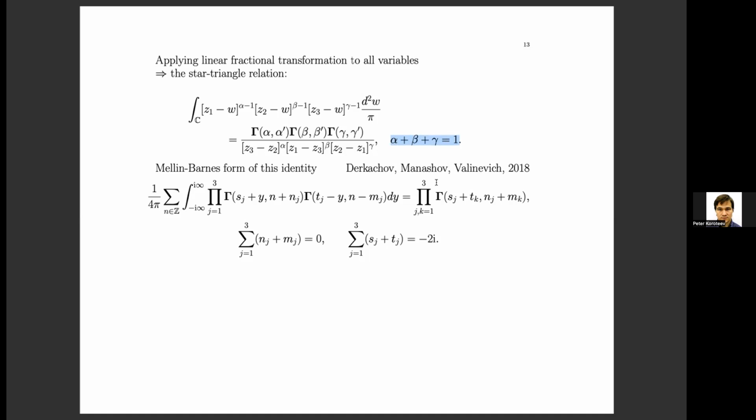And Derkachov, Manashov, and Valinevich have found the Mellin-Barnes analog, an equivalent form of this relation, which has the following form. Instead of integration over the complex plane, you now have an infinite bilateral sum of contour integrals of Mellin-Barnes type of the product of, in this case, 6 complex gamma functions. Here they are. The parameterization is evident, because all these alpha, beta, and gamma are related to these parameters s_j, n_j, and m_j, which parameterize these three complex variables. And here is the balancing condition: the sum of these n_j's and m_j's, which enter different pieces of this relation, is 0, and the sum of these continuous parameters, actually complex parameters, equals -2a.